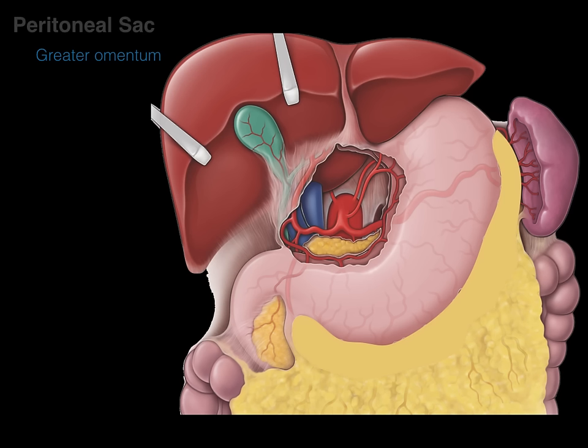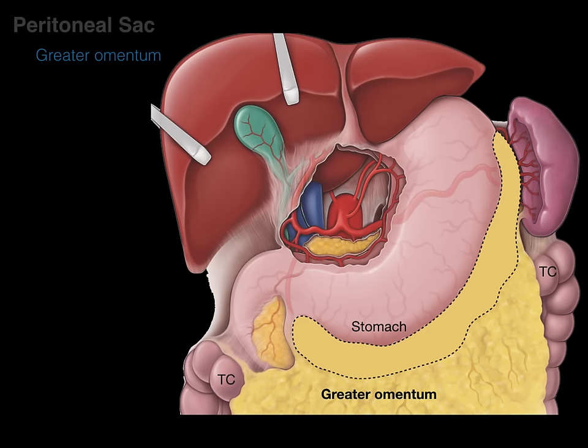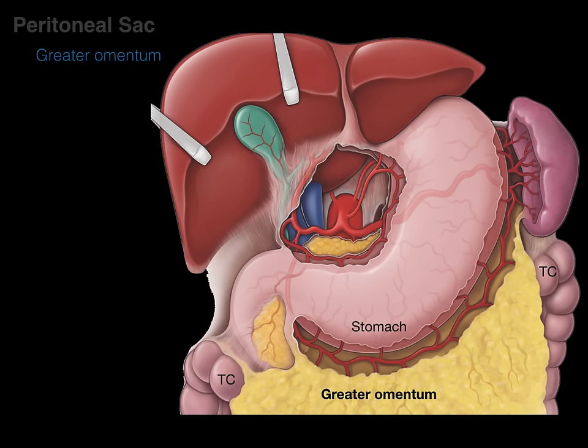In this picture, what we see is the following. There's the greater omentum in yellow. And so there's our stomach. And then it also attaches to our transverse colon that you can see on either side. Now, let's do the following. Let's now outline and remove that part of the greater omentum. And we see these blood vessels that are in there, the gastro-omental arteries and veins.